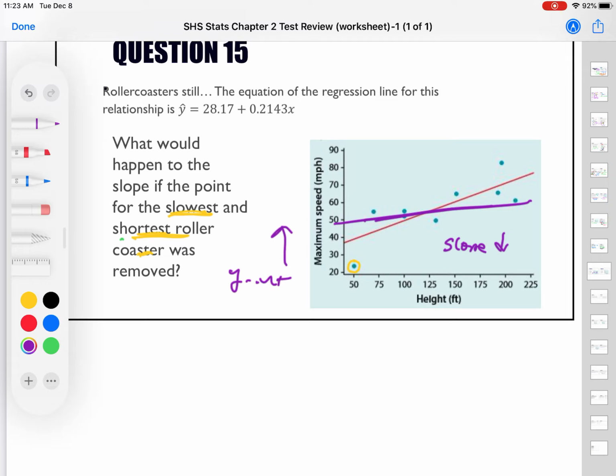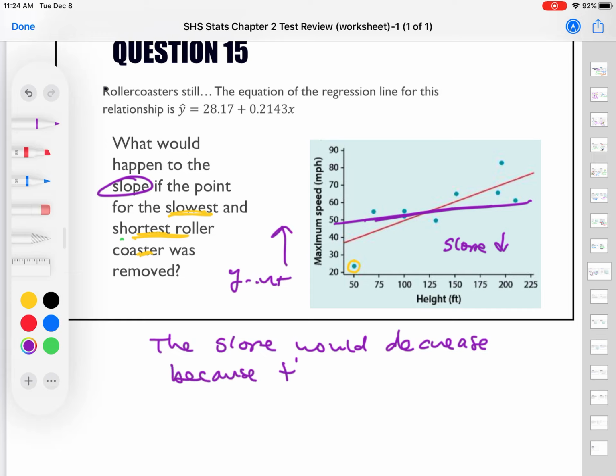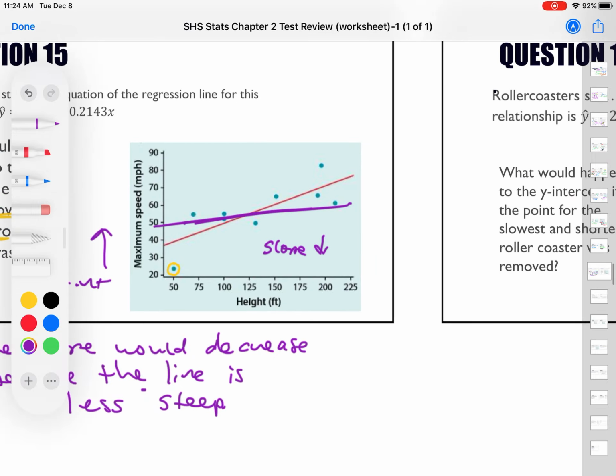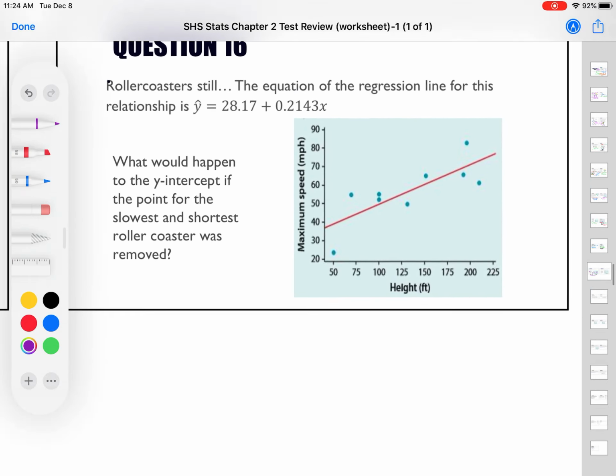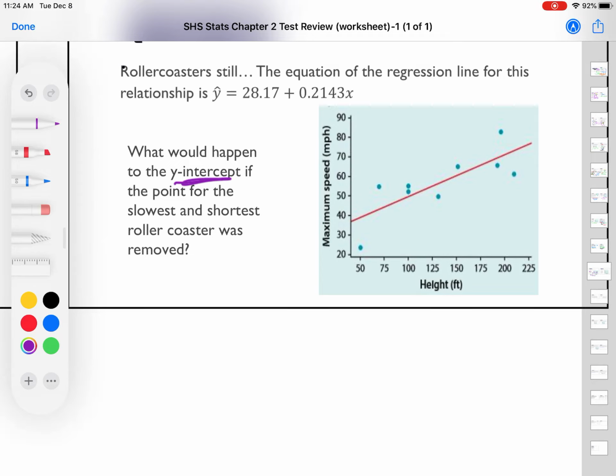So let's write that. Oh, this one just said slope. The slope would decrease because the line is less steep. So question number 16 says, okay, well, what happened to the y-intercept? We talked about that. So the y-intercept would increase.